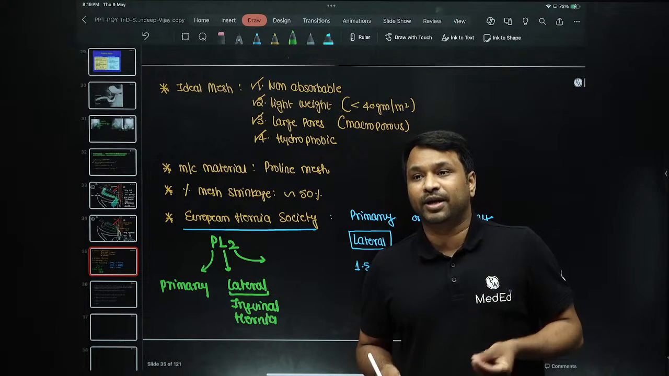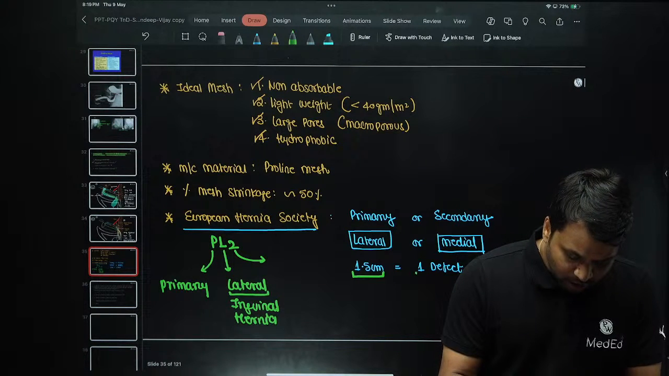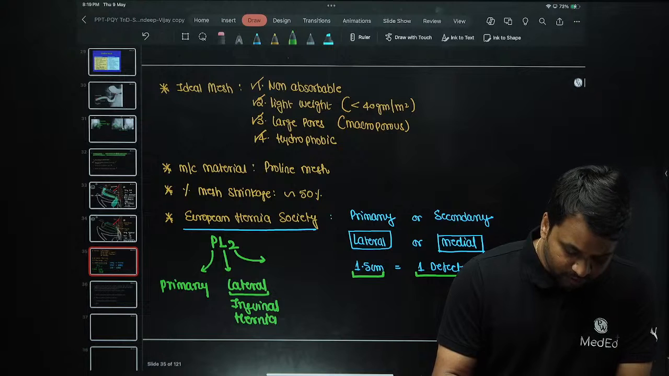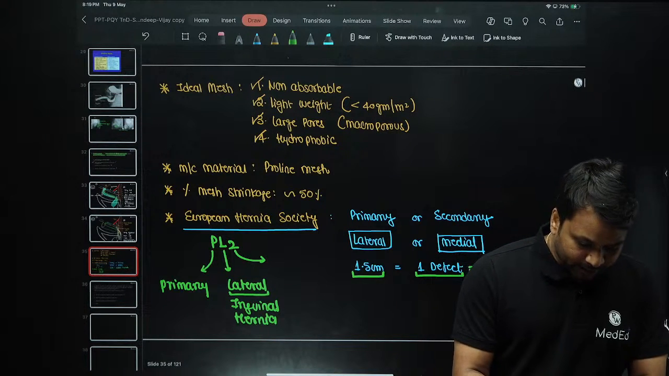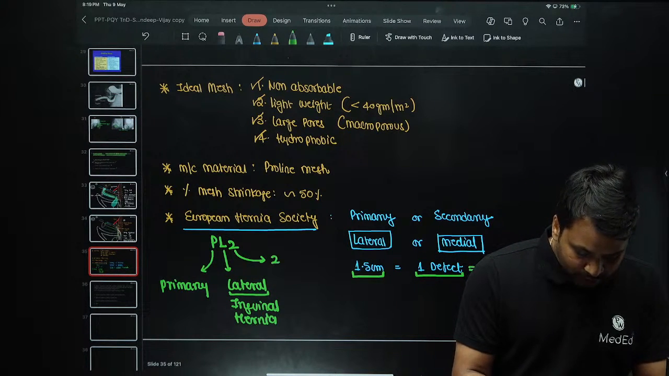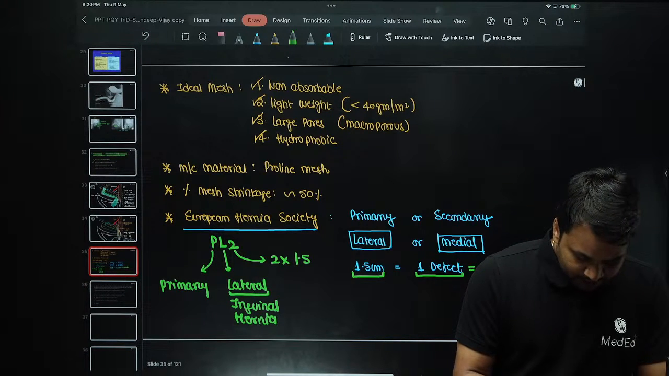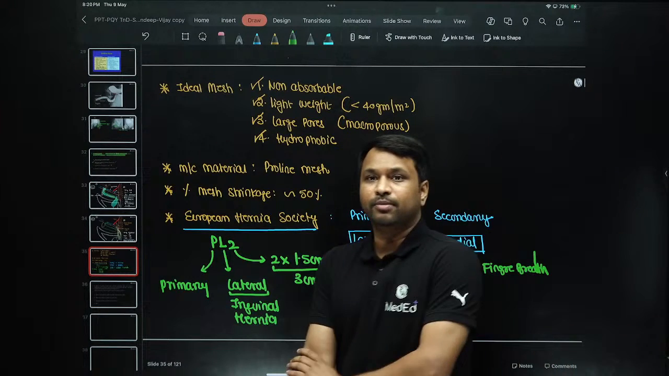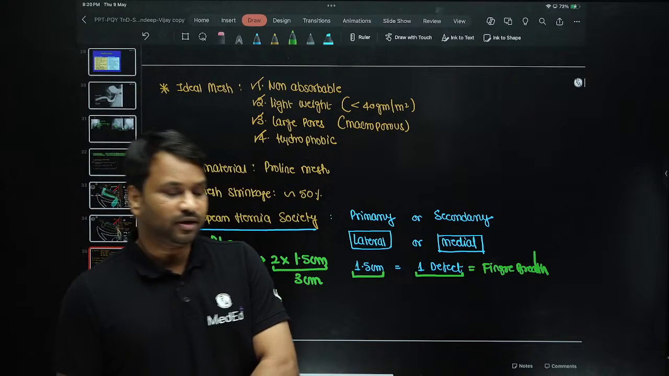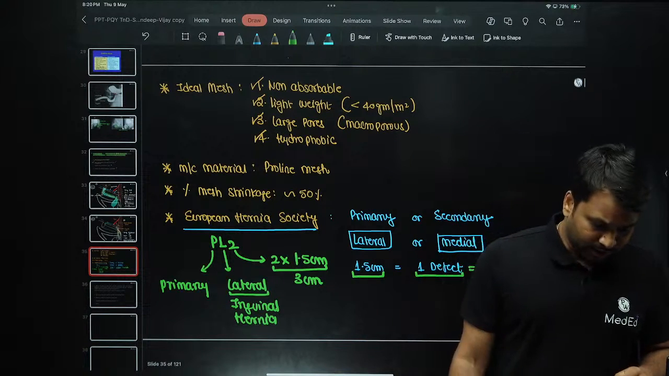Or 2 finger breadths. 1 finger breadth is equal to 1.5 centimeters, which is 1 single defect. So when we say 2, that means 2 finger breadths, that is 2 into 1.5 centimeters, which will be the total defect. So, a total defect of 3 centimeters. So it's a primary inguinal hernia with a 3 centimeter defect, and this is your hernia society classification. This is something that they ask you on a regular basis.